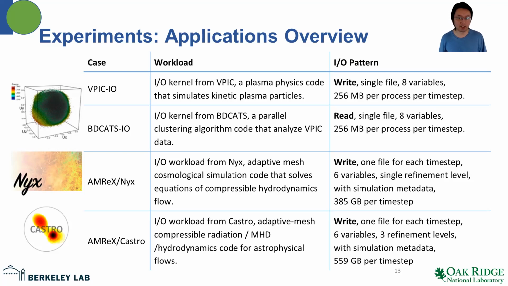The other AMReX application is called Castro. It is an adaptive mesh compressible radiation MHD hydrodynamics code for astrophysical flows. It is also writing 1 file for each time step with 6 variables and has 3 refinement levels. It also comes with rich simulation metadata. And in total, it writes 559 gigabytes per time step.